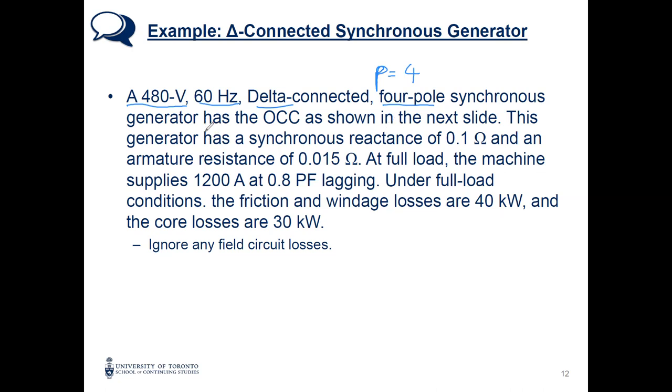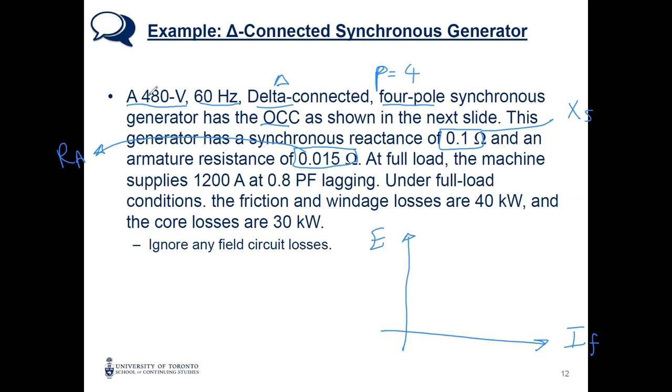Okay, and they have the open circuit characteristic. As we said, even with DC machines or synchronous machines, it's the field current and the E. We will see it in the next slide. This generator has a synchronous reactance, this is XS. And the armature resistance is given, it's not zero, it's not ignored. So we have RA.